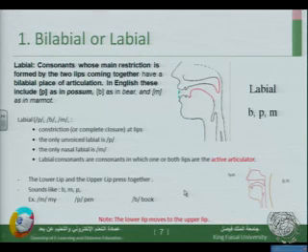Bilabials, consonants whose main restriction is formed by the two lips coming together. Notice the lips coming together have a bilabial place of articulation. So we call this bilabial place of articulation. In English, these include P as in possum, B as in beer, M as in marmot.